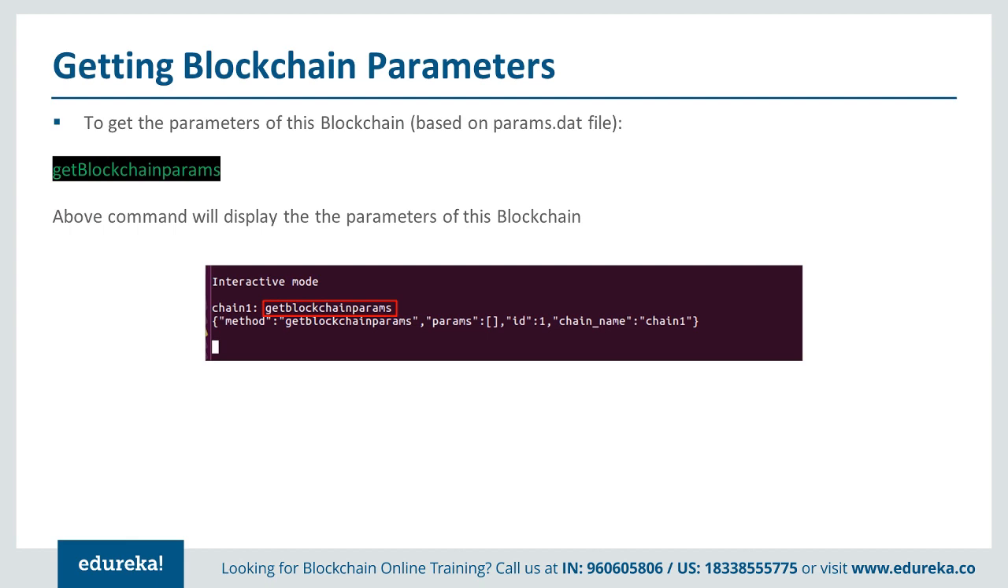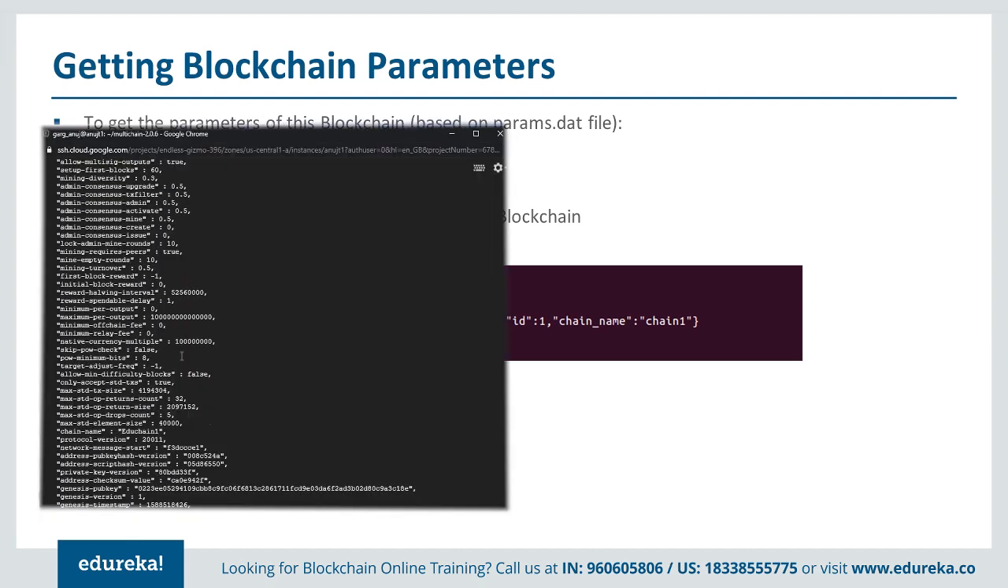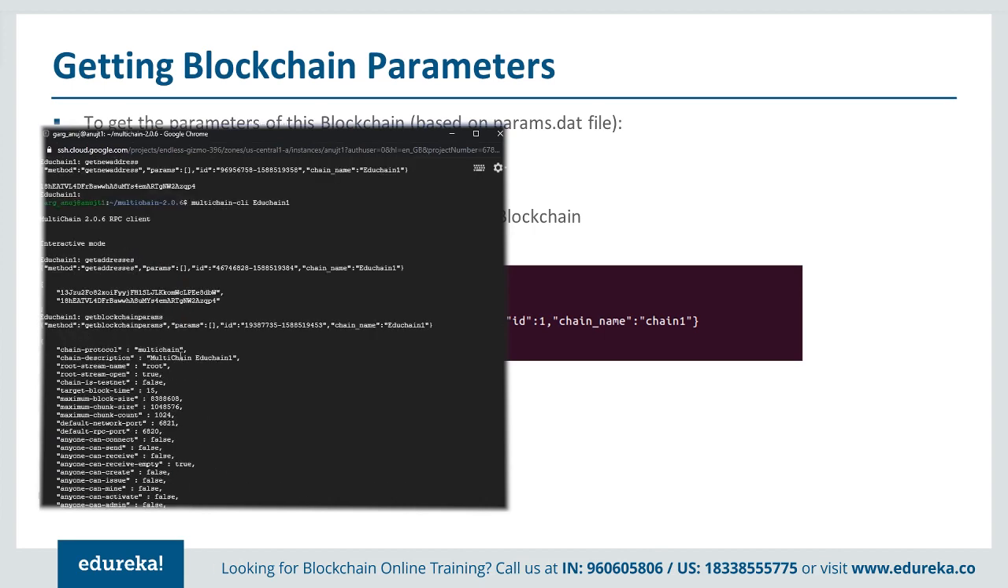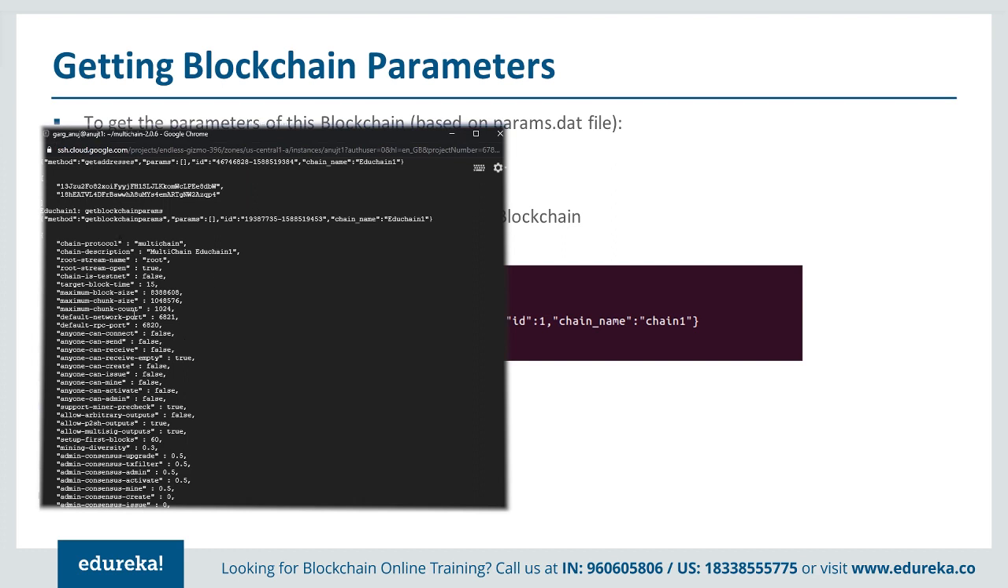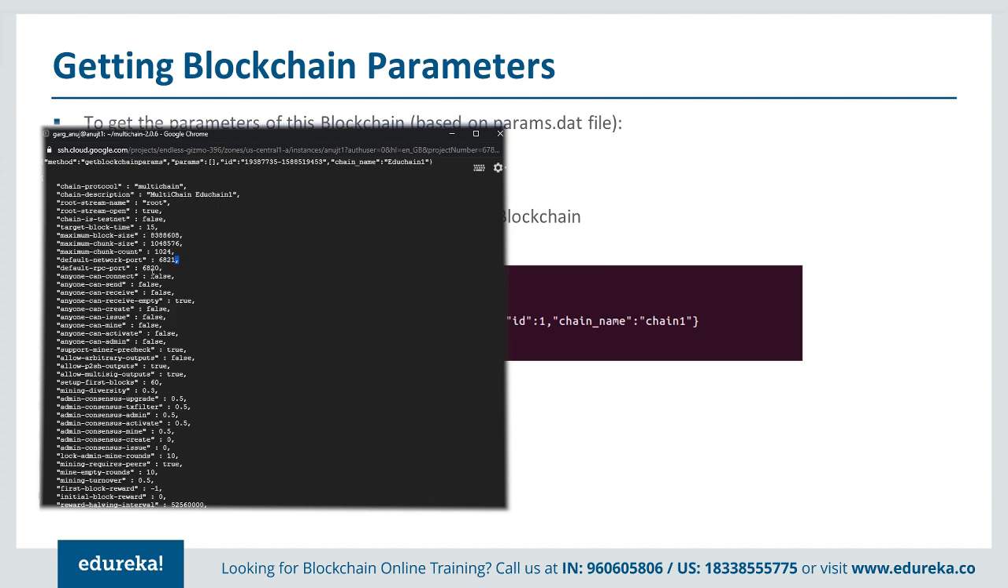To get the parameters of the blockchain, you can run get blockchain params. This is basically your params.dat file. Initially it was mentioned that your params.dat keeps your configuration information, which is used in your first block or the genesis block. So these are the various pieces of information that you generally store: the name, the description, the root, what is the block creation time, what is the size of the block, what is the size of the chunk, what is the network port. Anyone can connect, false.